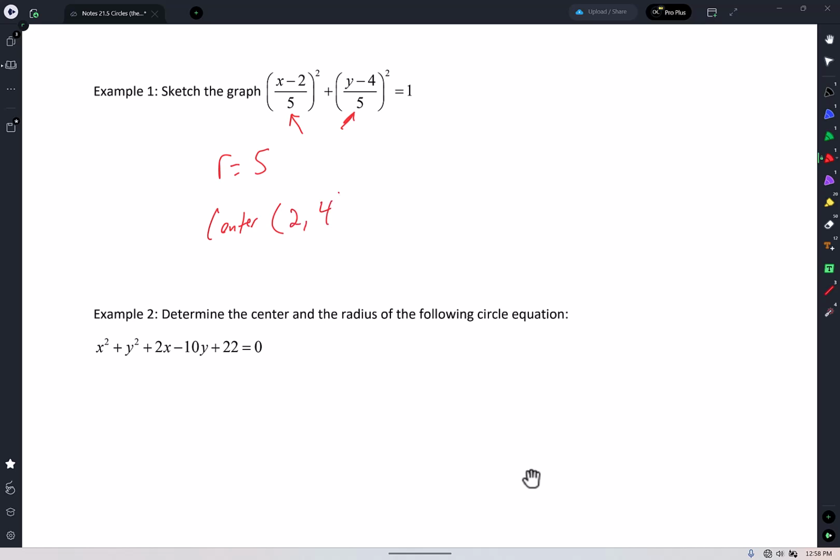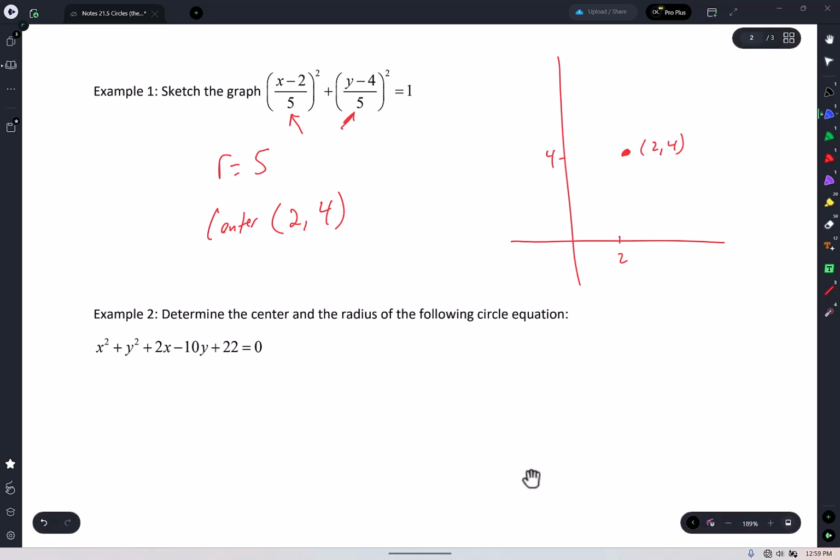2, 4. It's a sketch. It does not have to be perfect. Here's my sketch. I'm going to say here's 2. I'm going to say here's 4. I'm going to put the point right there. This is 2, 4. I'm going to go 5 to the left. 5 to the left. Point. Maybe like right here. That point is negative 3, 4.